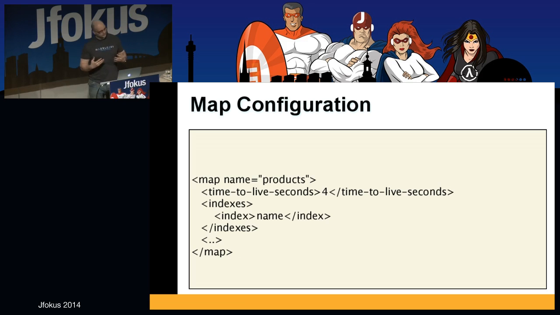There's a lot of things you can configure on the map. This is a really very little part of what you can do with it. In this case, I have configured the time to live. Yeah, so data which is not being used is automatically evicted from the map. You can also create indexes. If you need to do queries on your data, you don't want to do a full table scan. You can just use an index to find your data.